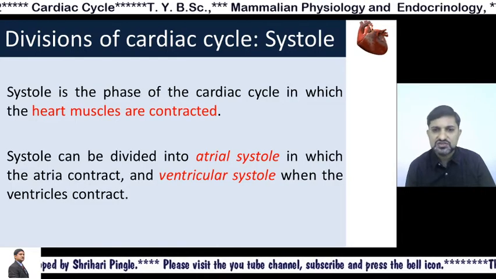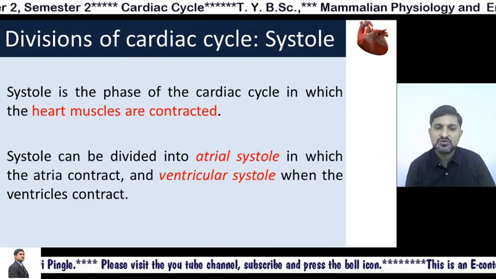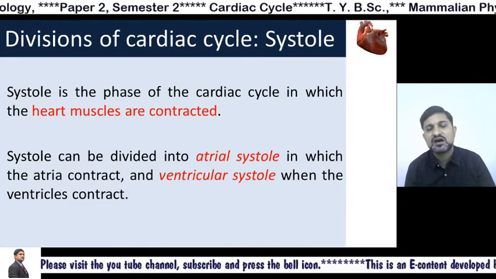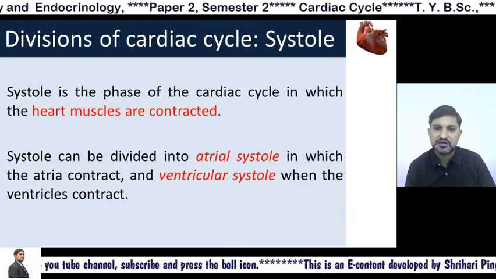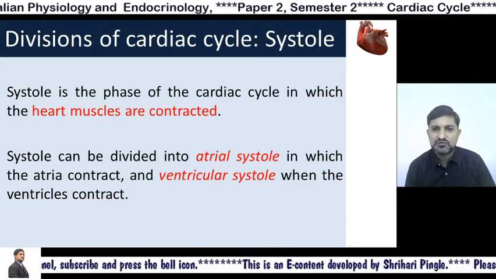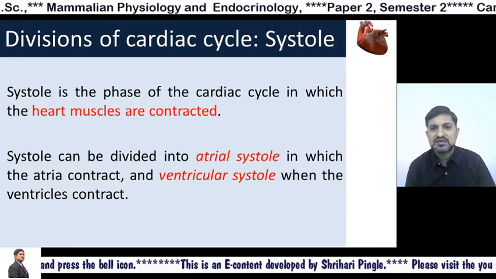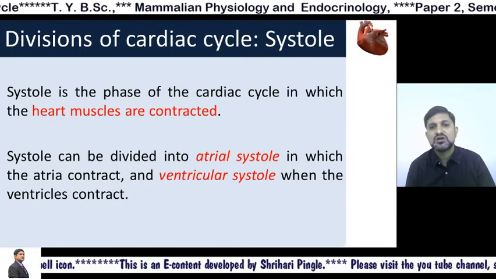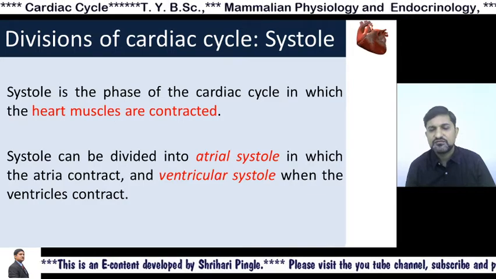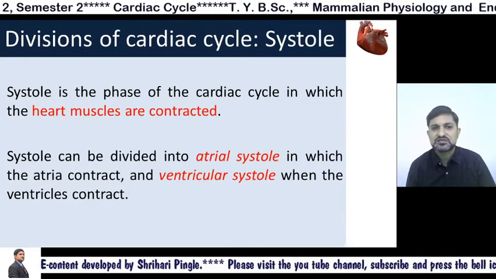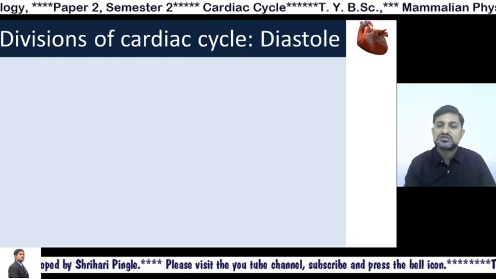So far as the structure of heart that we already know that the human heart or the mammalian heart in general has two auricles and two ventricles. So when the auricles contract, it is called as auricular systole or atrial systole. And when the ventricles contract, it is called as ventricular systole.